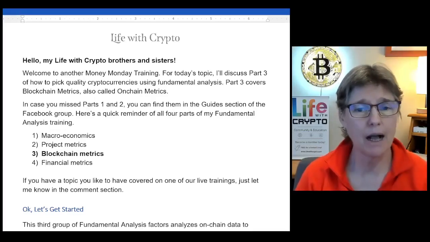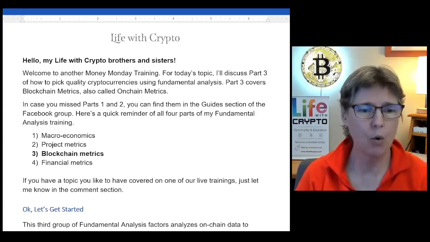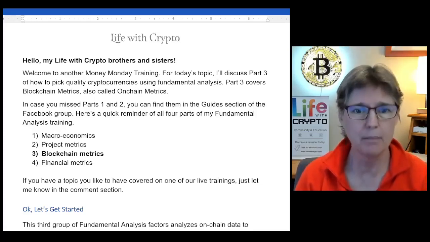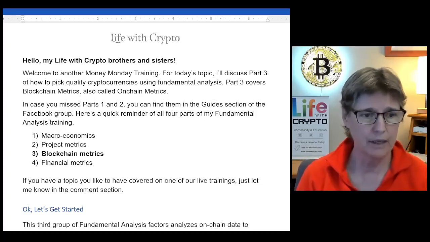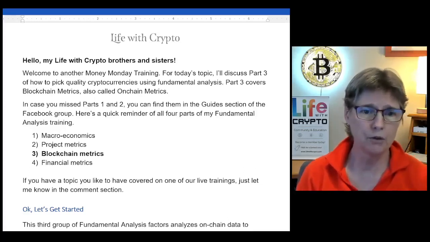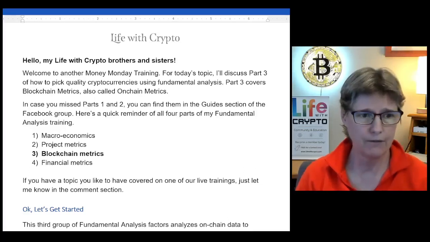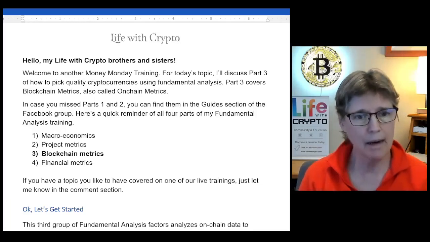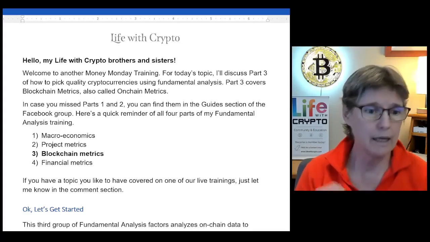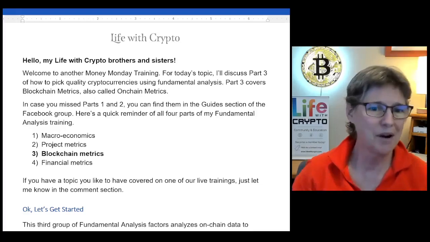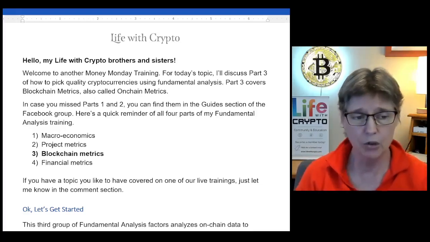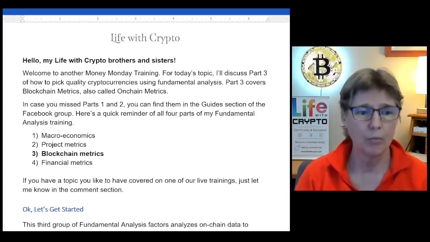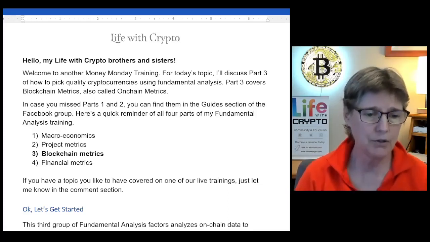For today's topic, I'll discuss part 3 of how to pick quality cryptocurrencies using fundamental analysis. Part 3 covers blockchain metrics, which is also known as on-chain metrics. In case you missed parts 1 and 2, you can find them in the guide section of our Facebook group. And here's a quick reminder of what I covered in the prior parts and what I'm going to be covering in the next part. So all 4 parts of the fundamental analysis training include macroeconomics, project metrics, blockchain metrics, and financial metrics.